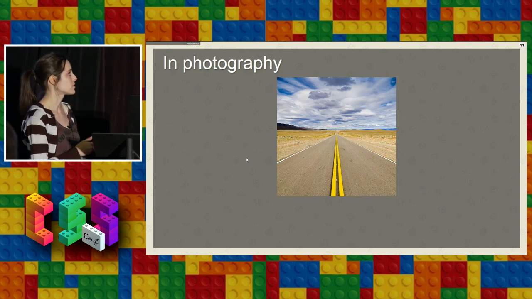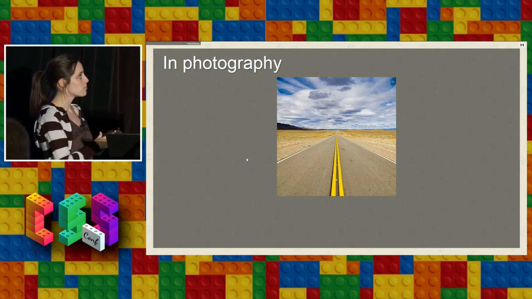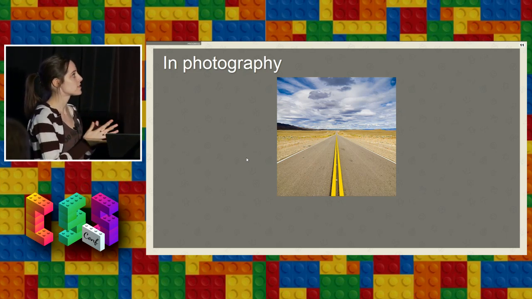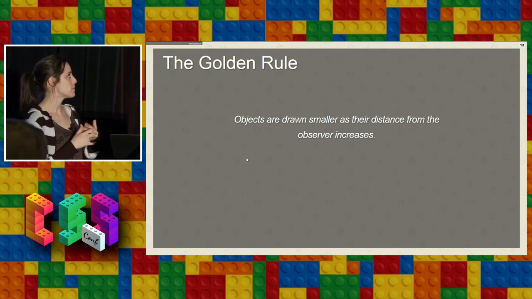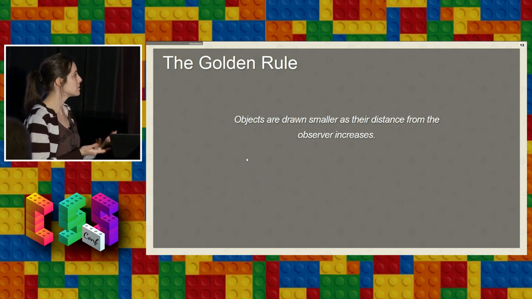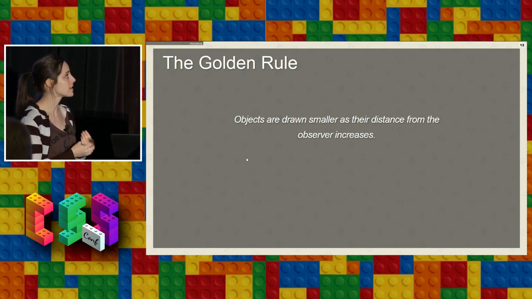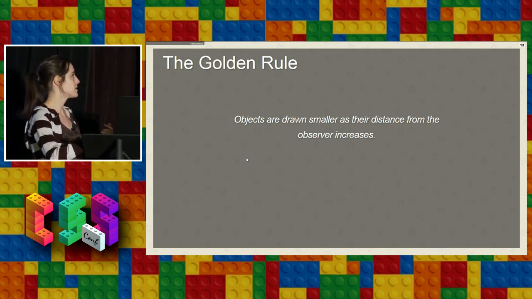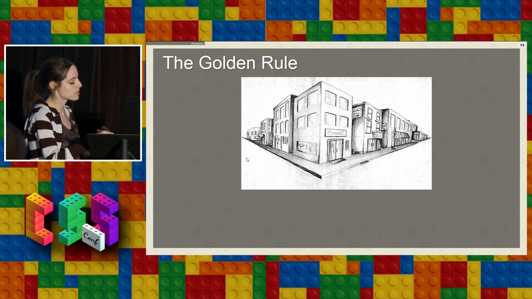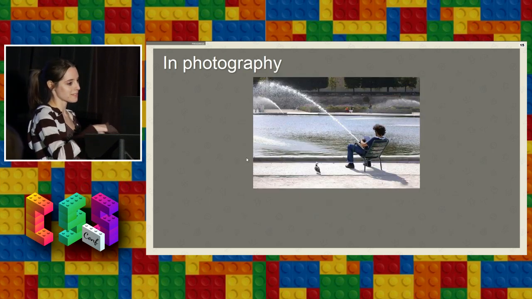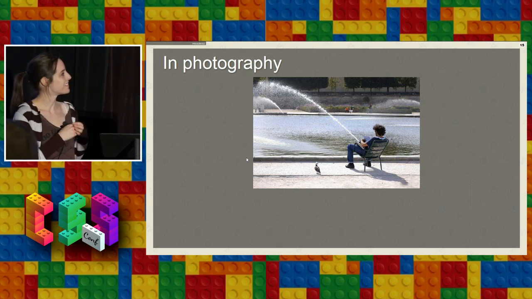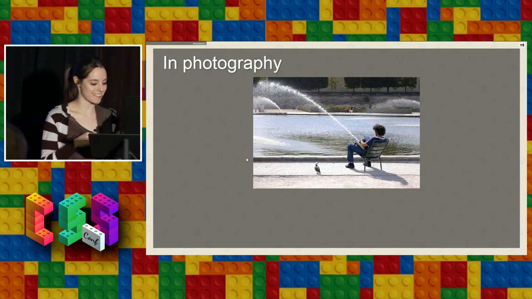It could be used in photography as well. We have the vanishing point in the middle, and we see that every line goes to that point. There's a kind of golden rule that says objects are drawn smaller as the distance from the observer increases. That means we can make funny photographs, such as this one, or even funnier, this one. You can go and try this outside then.